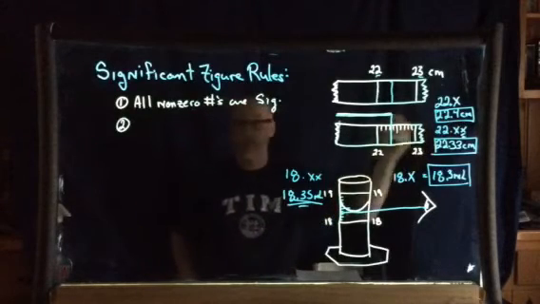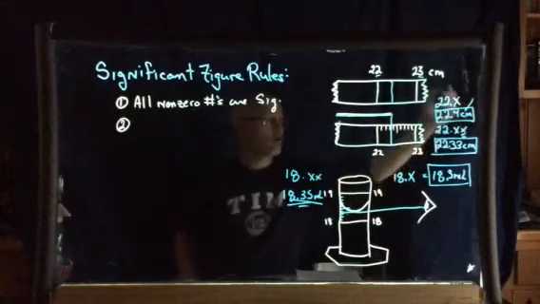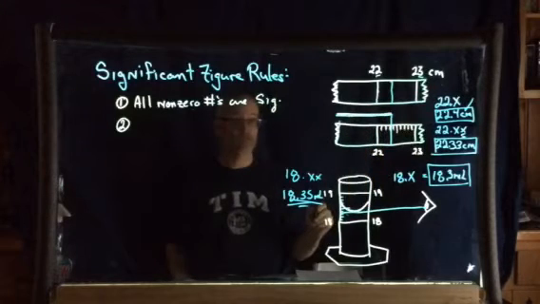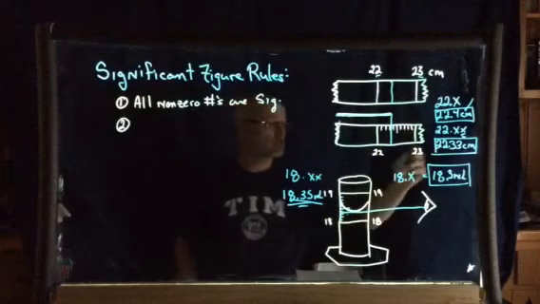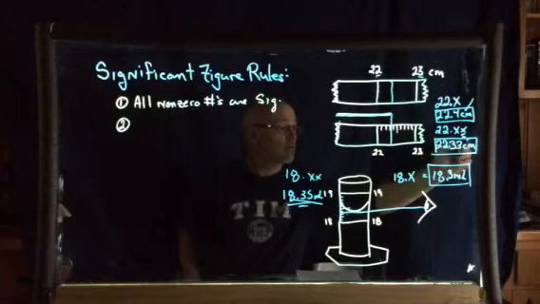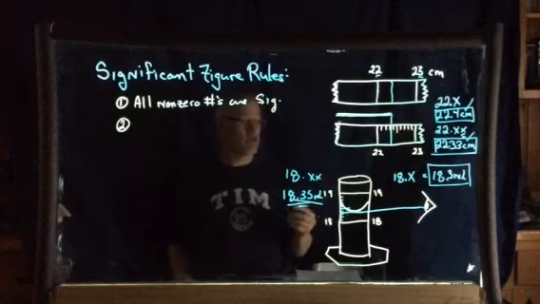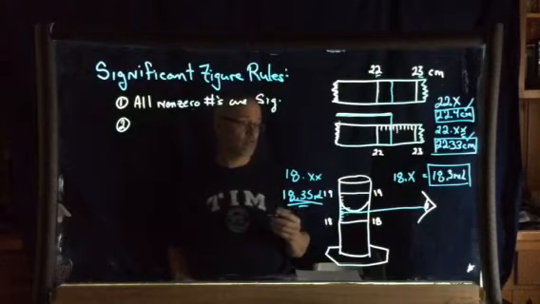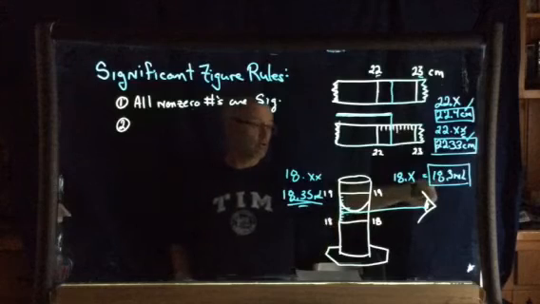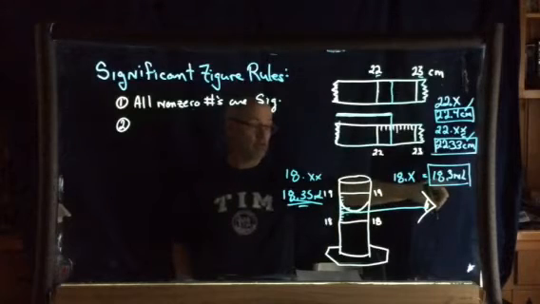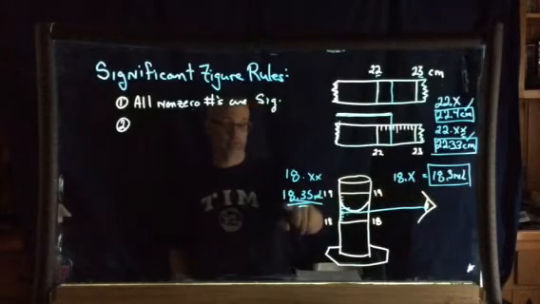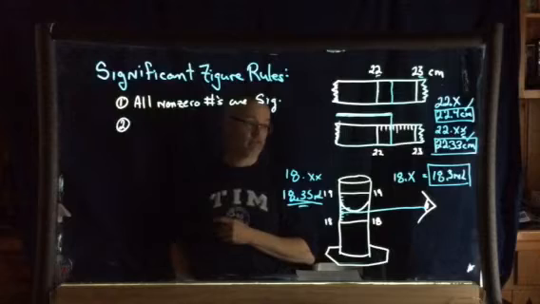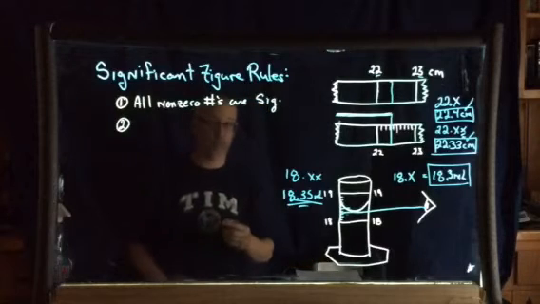So we go back over here. The 22.4 has 3 significant figures, so it's decent accuracy. The 22.33 has 4 significant figures. Its precision has improved. Same with the 18.3 milliliters, it's 3 sig figs. The 18.35 is 4 sig figs.